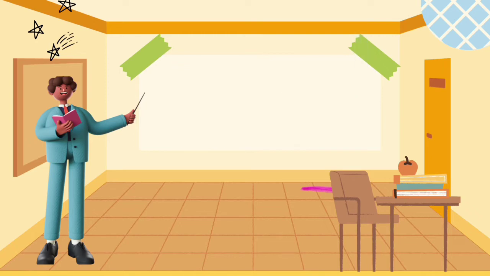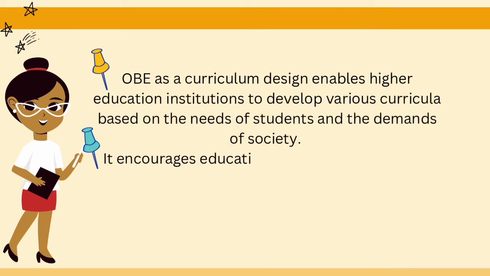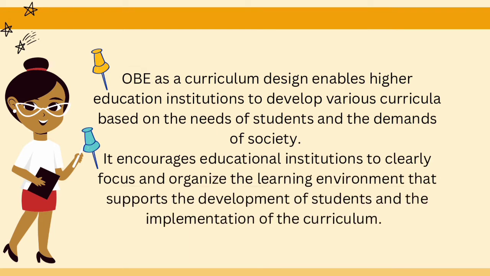OBE as a curriculum design enables higher education institutions, or HEI, to develop various curricula based on the needs of students and the demands of society. It encourages educational institutions to clearly focus and organize the learning environment that supports the development of students and the implementation of the curriculum. This means starting with a clear picture of what is important for students to be able to do. Then, organizing the curriculum, instruction, and assessment to make sure this learning ultimately happens.